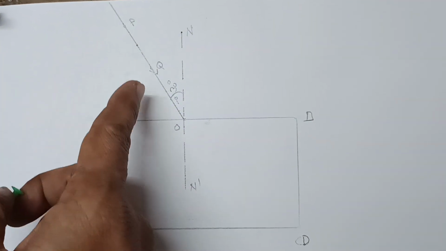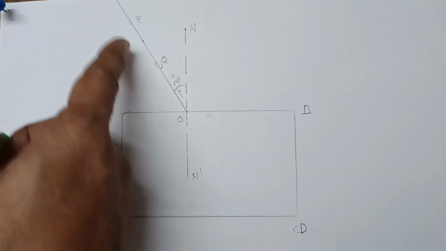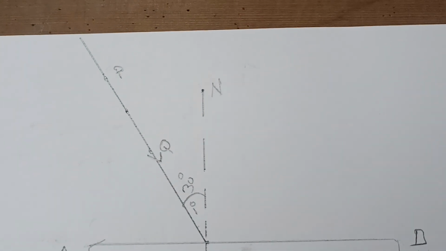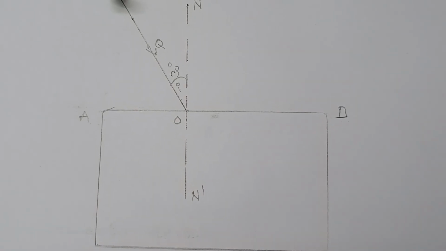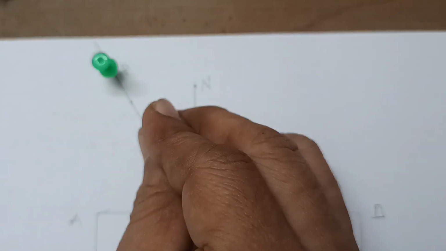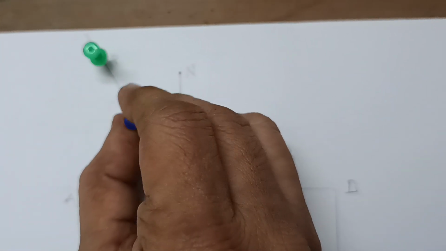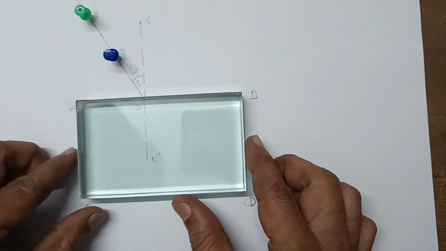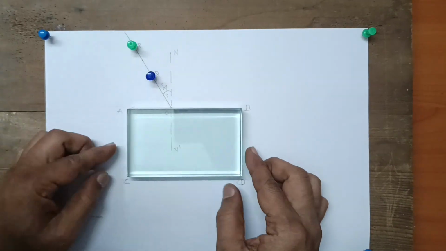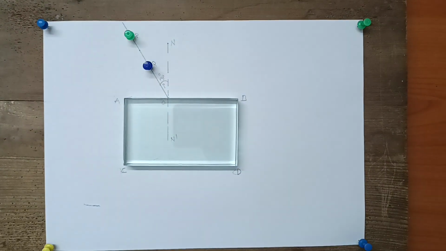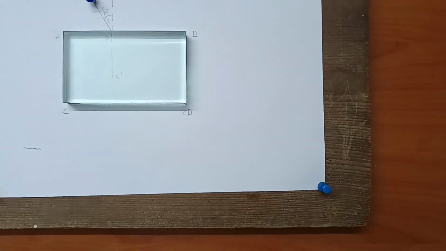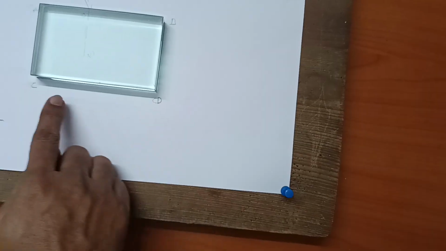Now mark P and Q, 2 points on the incident ray such that they should be 5 to 6 centimeter far away. Fix a pin at P, and another pin at point Q. Now this is the incident ray. Okay, now keep the glass slab like this.